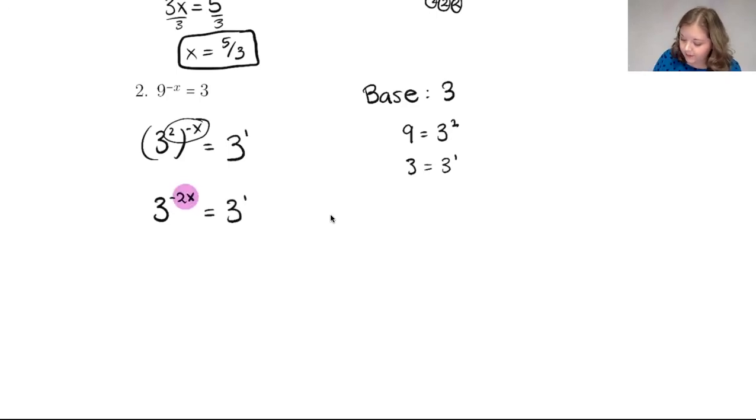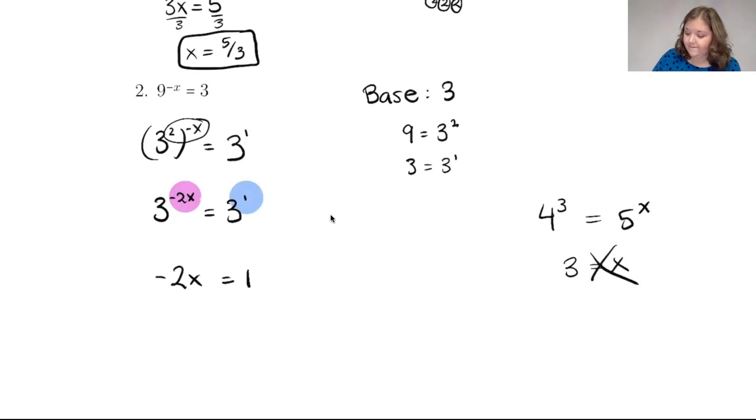So now we use that exponential property where we set the powers equal to each other. Since we have the same base and each one is raised to a power, we can write it as negative 2x equals 1. So just as a note, you always have to have the same base. If you have 4 to the third equals 5 to the x, that does not mean 3 equals x. That's not true. Don't do that. It has to be the same base, same thing in the bottom.